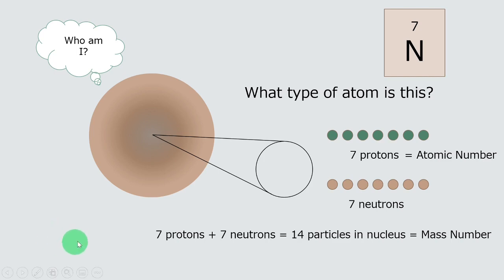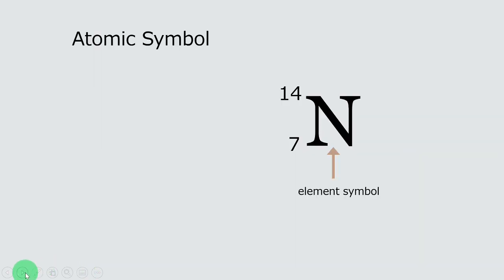Now let's introduce the mass number. 7 protons in this particle plus 7 neutrons give a total of 14 particles in the nucleus. The number of particles in the nucleus is called the mass number. Because the mass number is specific to each isotope and not to all of the atoms in an element, instead of looking at the periodic table, we often use an atomic symbol to designate a specific isotope of an atom.